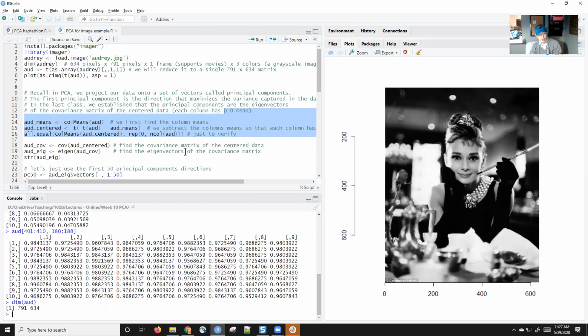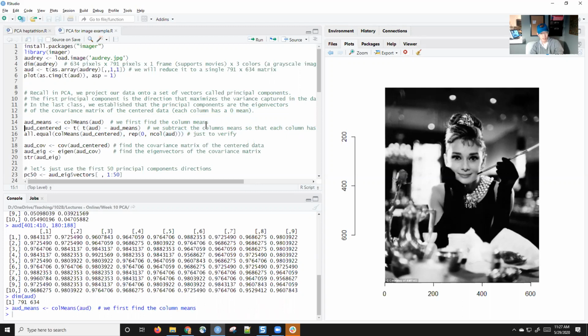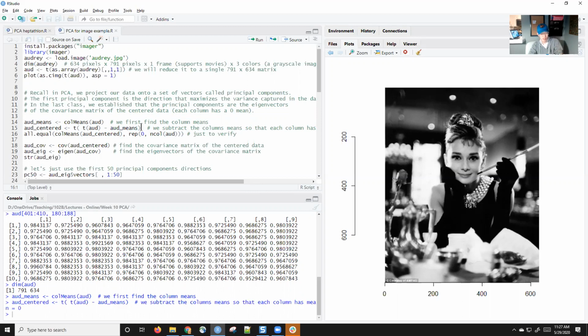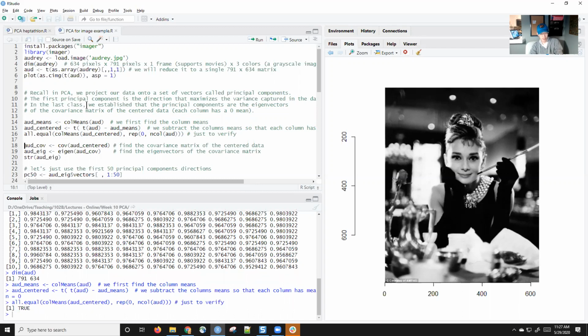Okay, so the first thing is to center my data by taking the column means, and then I'm going to subtract the column means from each column, right? So I transpose it, subtract the means, and then transpose it back. And we can verify that all the column means are equal to 0, and they are.